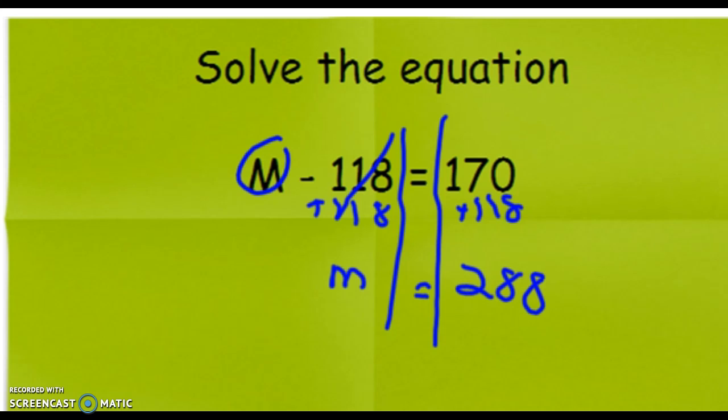Now you can't graph these ones because they are not inequalities, they are equations. So there's only one correct answer, so it's 288. 287, 286, or on the other side, 289 and 290, those numbers would not work.